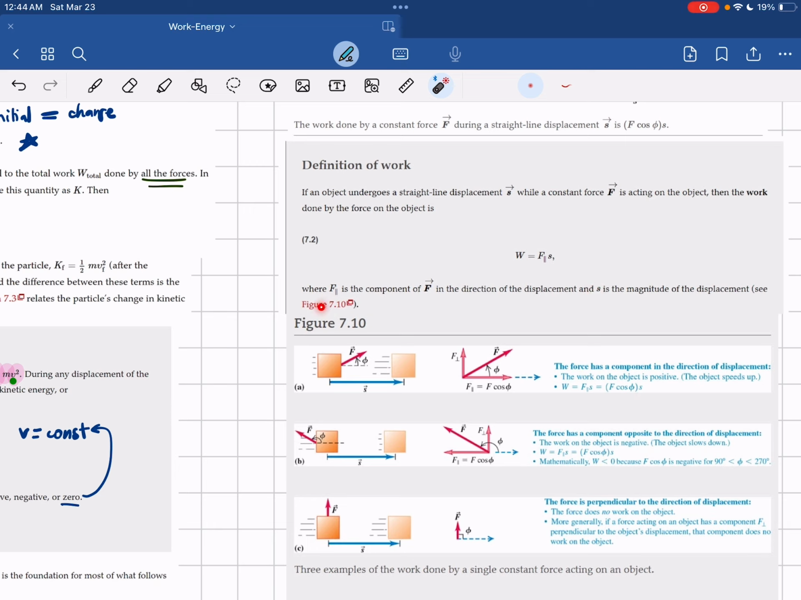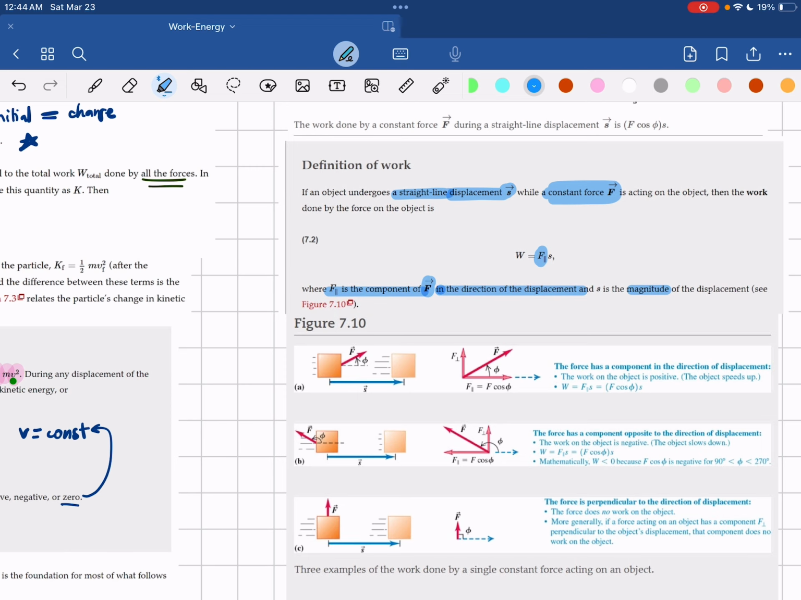Okay, so here they give us some example of this one. Let's highlight the keywords here. It should be a straight line displacement s, and the force here should be a constant force. And then we just care about the component of F, the parallel, so it means in the direction of the displacement. And then we have s here, just the magnitude of the displacement. So here it's just the distance, if it's a straight line motion.